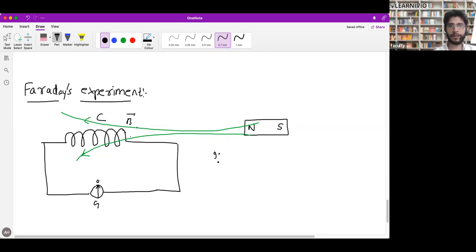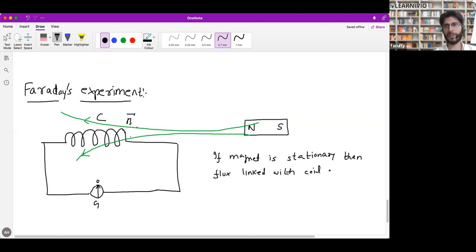So I can write: if the magnet is stationary, then the flux linked with the coil is constant.